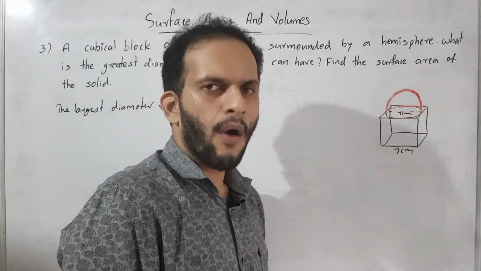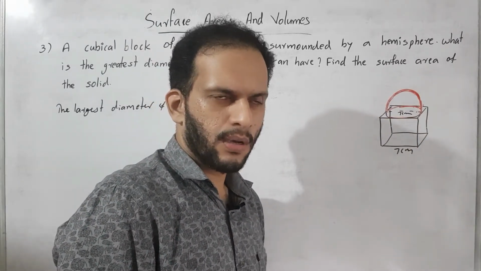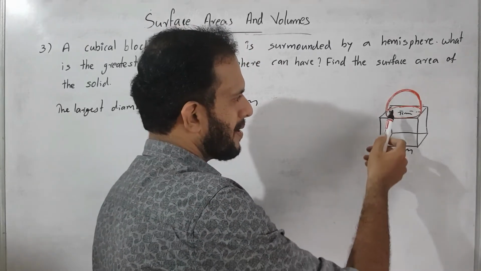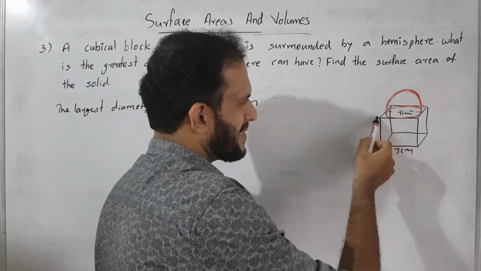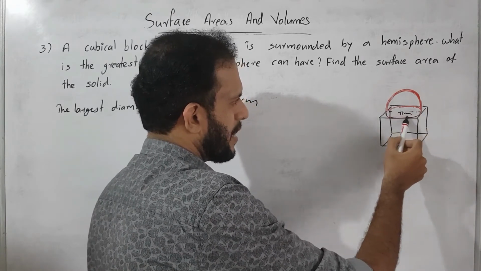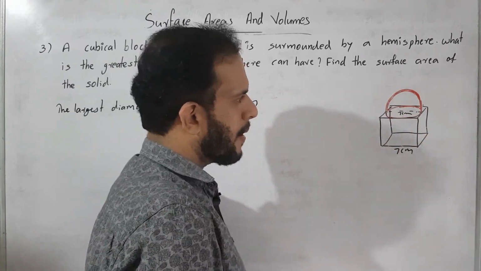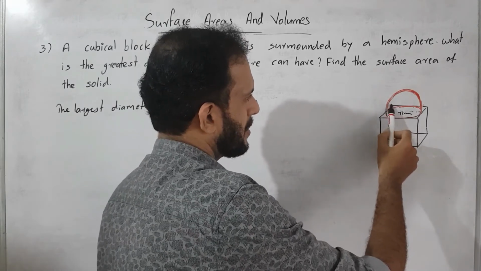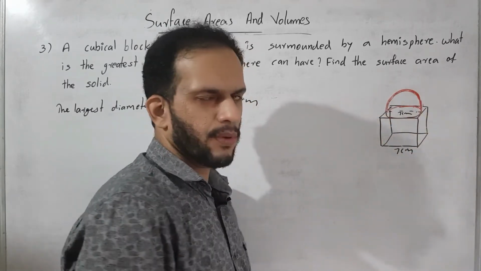Okay, these corners. How to find the areas of the corners? The area of the corner is equal to base area minus the base area of the hemisphere, plus the CSA of the hemisphere.